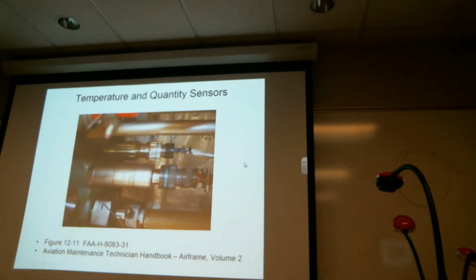Temperature and quantity sensors. More often than not, the temperature indication is going to be in the return line of the reservoir. Again, that's going to be the hottest point that the fluid will be at before it's cooled off by the reservoir. And a quantity indicator or quantity sensor might be there too.